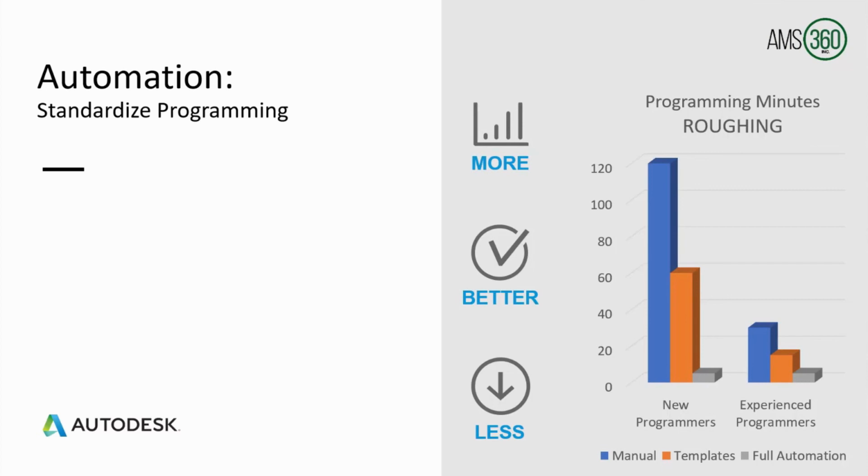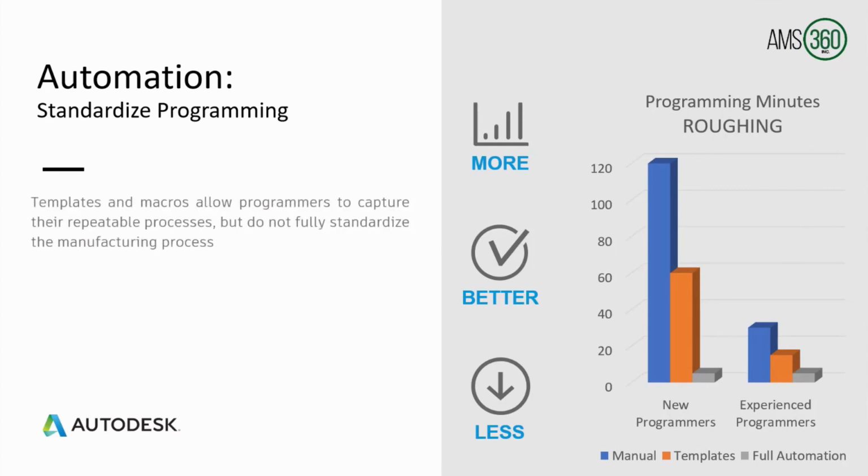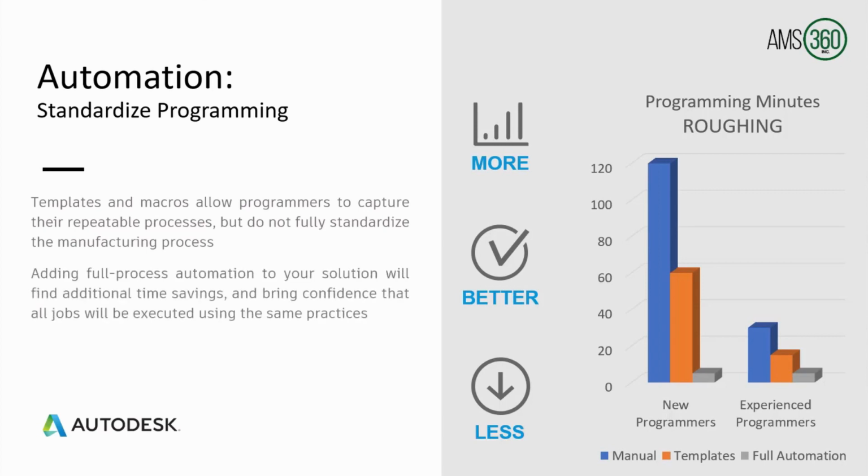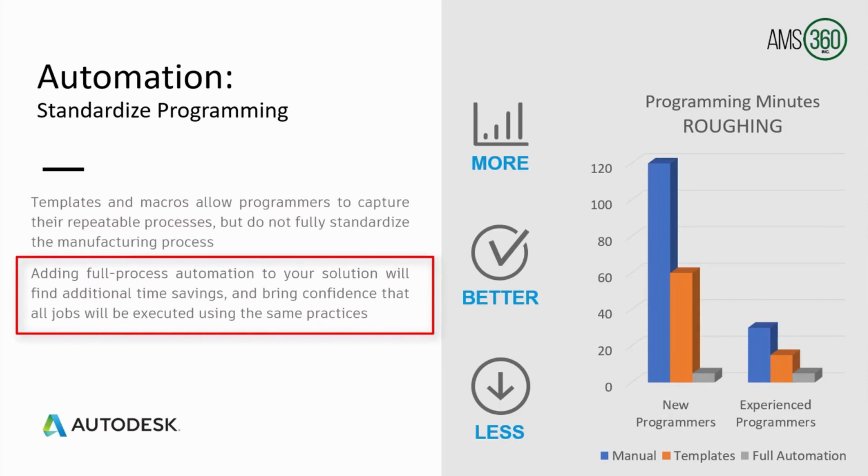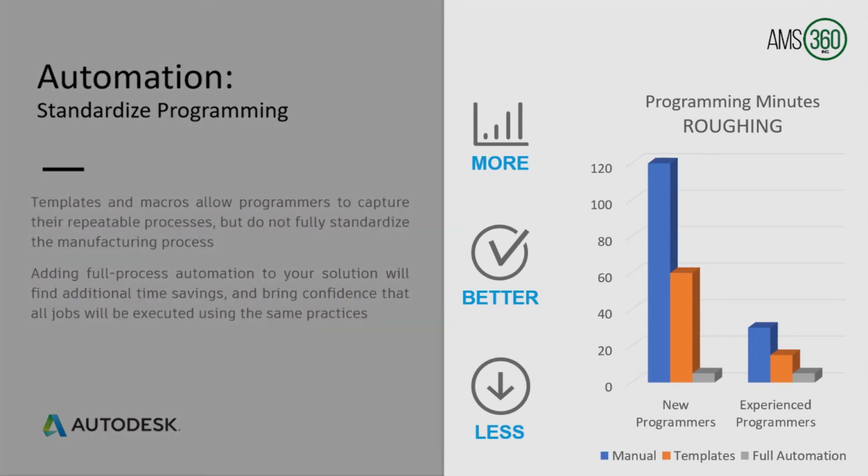In summary, templates and macros will allow programmers to capture the repeatable processes. Experienced programmers can find themselves increasing their output dramatically. However, this approach does not necessarily standardize your workflow. By escalating into full process automation, you gain additional time savings, completely standardize your programming practices, and allow new users to program confidently and nearly as efficiently. Automation can help bridge the skills gap and address the skilled labor shortage.